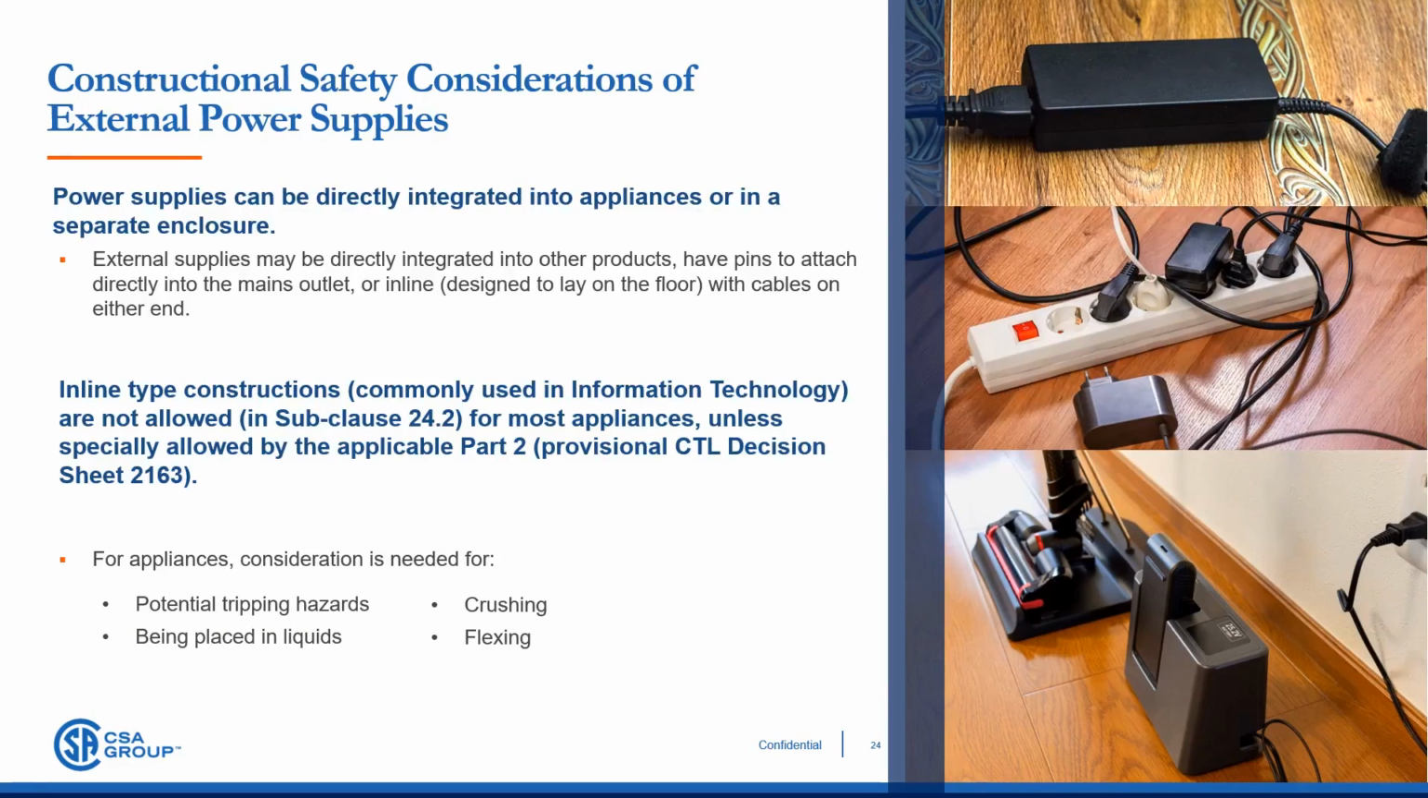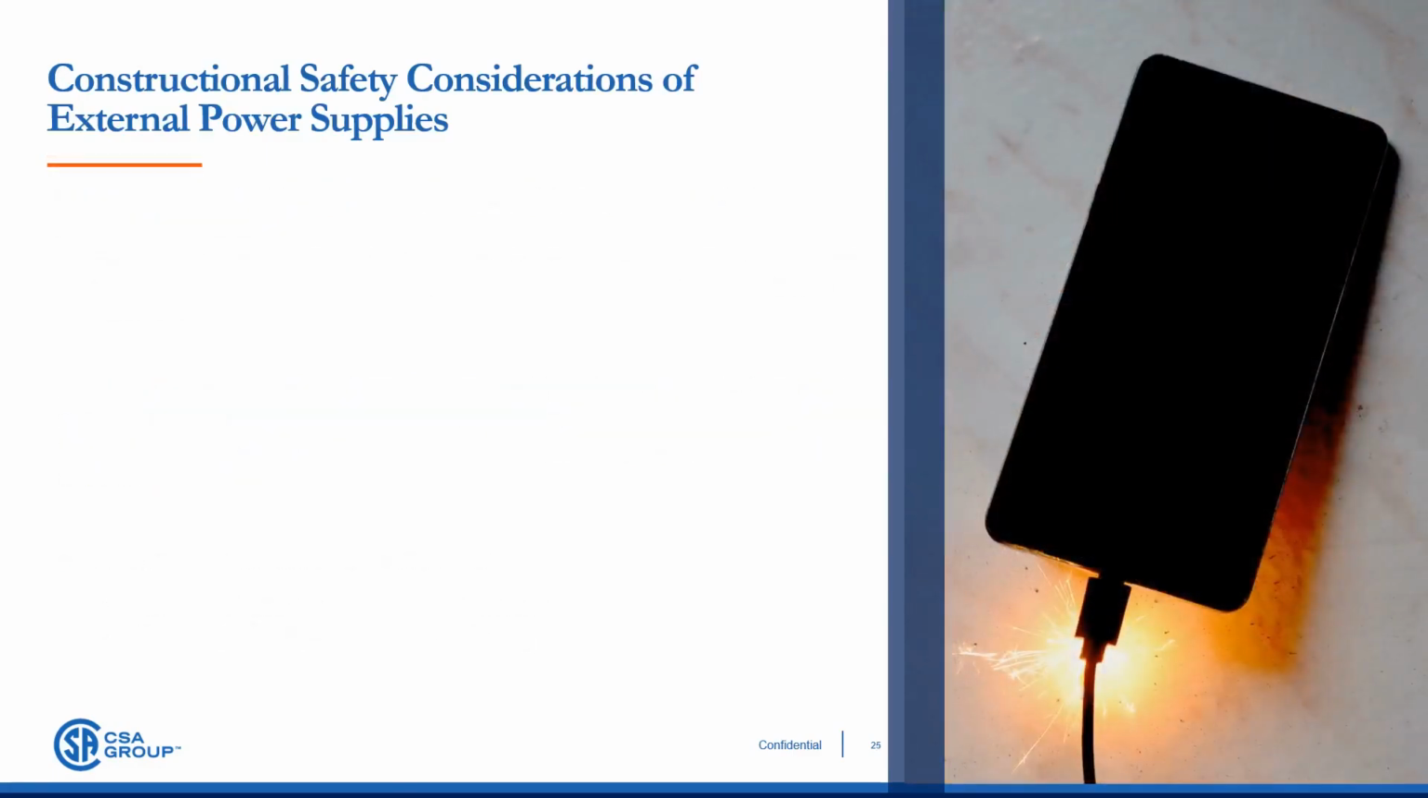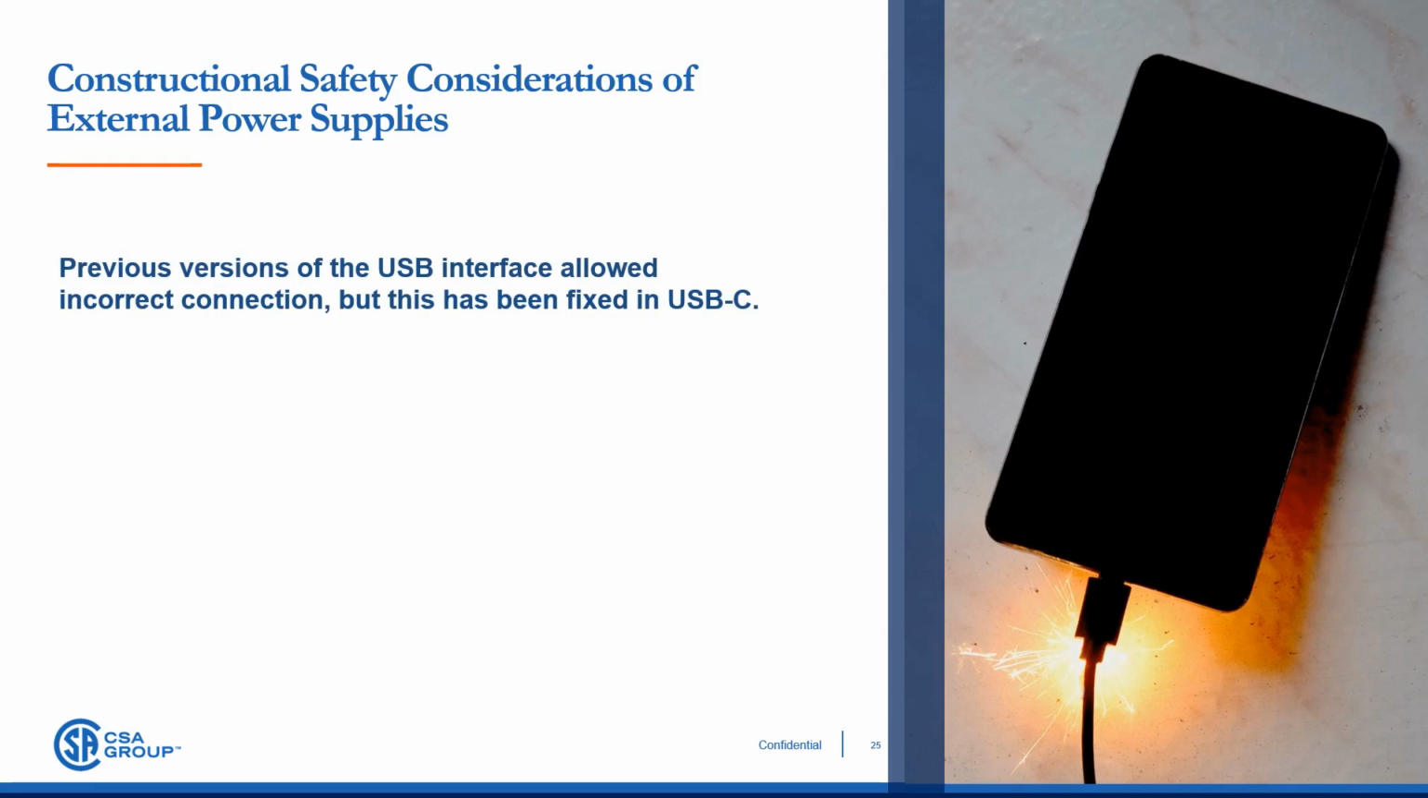In some earlier iterations of the USB interface, incorrect connections were possible, raising inherent safety concerns. For instance, incorrectly connecting a micro USB plug upside down has been known to result in socket damage and burnout. The introduction of USB-C has addressed this issue, ensuring a proper connection regardless of the orientation when mated.